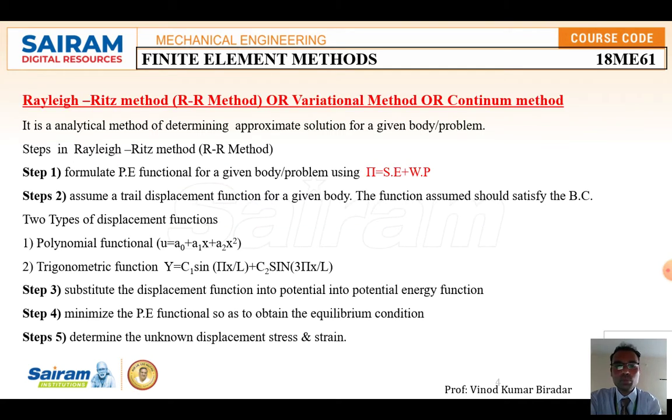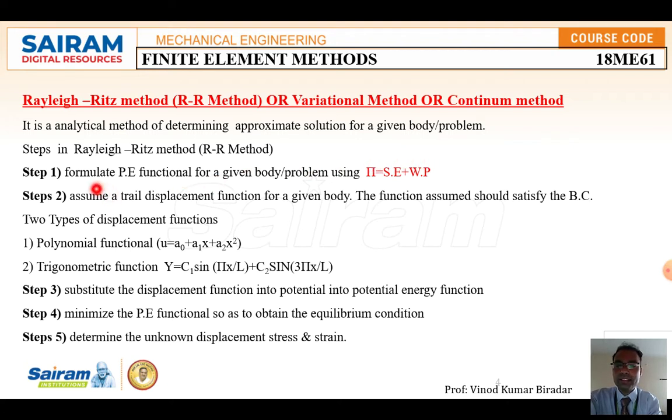Before solving, let me explain the basic steps involved in solving the RR method. Normally, the Rayleigh-Ritz method is an analytical method to determine the approximate solution for the given problem. You have to use these 5 steps. First is the formulation of the potential energy function for the given body, that is, you calculate the total strain energy of the given problem and the total work potential. I already told you strain energy is the internal strain energy, and work potential is due to the external force.